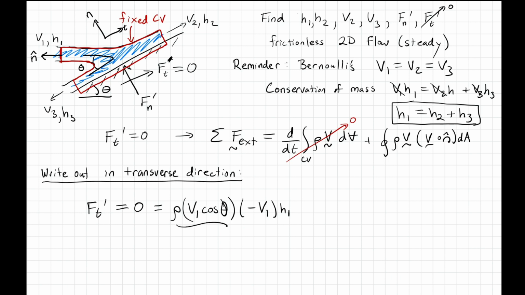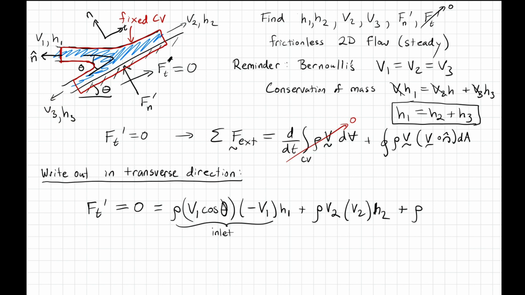Okay, so that's our inlet. Then we've got two outlets here and here. Those are easier to do because they're already projected onto the transverse direction, or at least they're co-aligned with it. So for outlet number 2, this would just be rho v2 times v2, where the parentheses represent that it goes along with that term. So that's a plus v2 times the area at that outlet, which is just h2 times depth into page, plus the third outlet, which is in this direction.